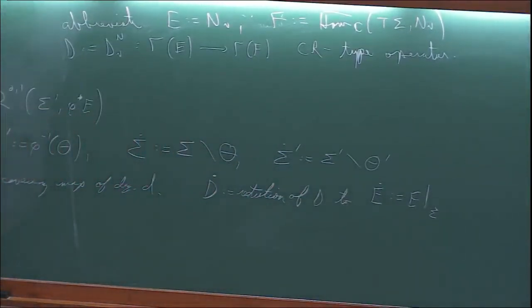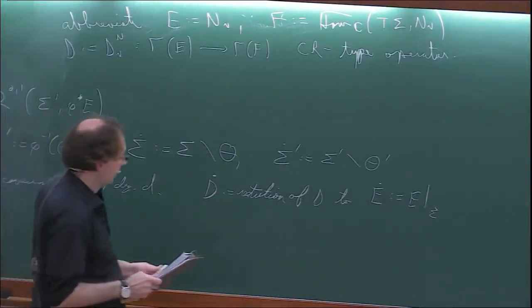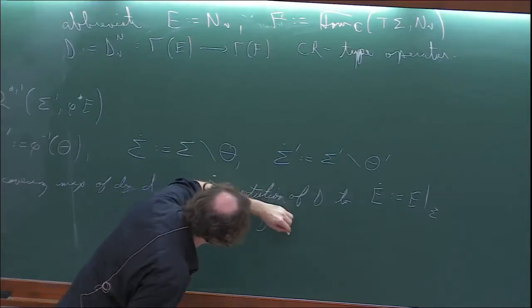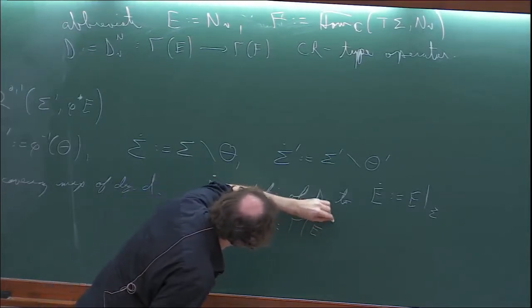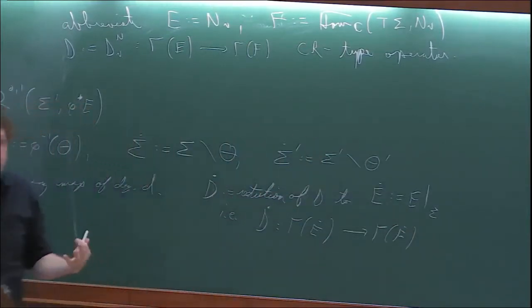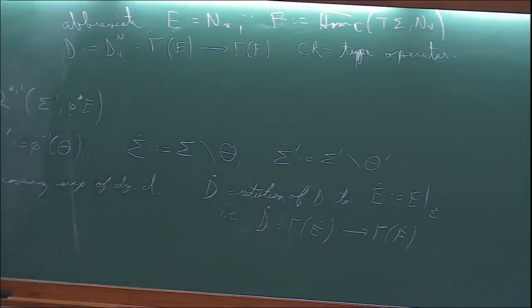There's a technical issue I have to deal with now. I can say D dot is a linear map from the space of sections of E dot to the space of sections of F dot. Similarly, that's the restriction over the punctured surface. It's a first-order linear differential operator, but I need to talk about this thing as a Fredholm operator between suitable Banach spaces. And before I can do that, I need to decide what Banach spaces I'm going to consider for sections on this punctured domain. That's a slightly subtler point, especially if I want it to be a Fredholm operator.